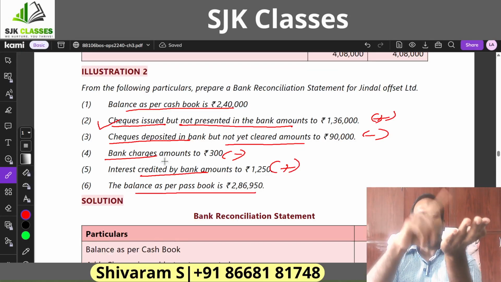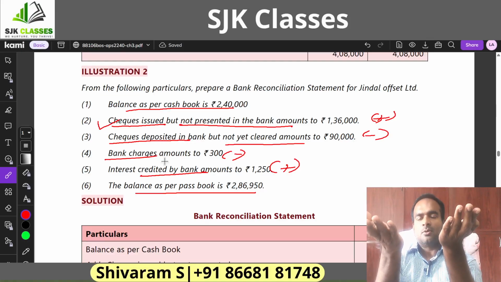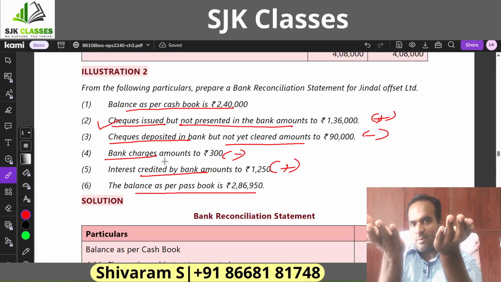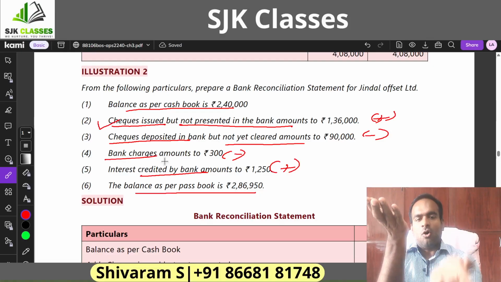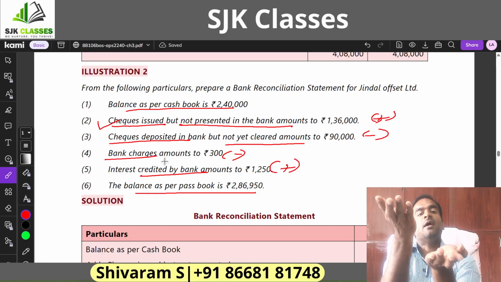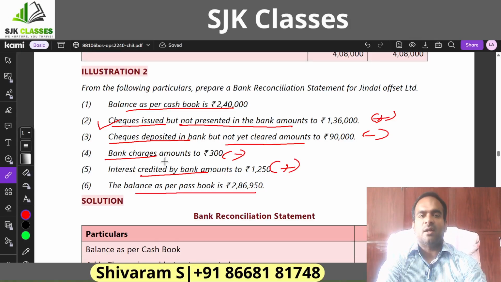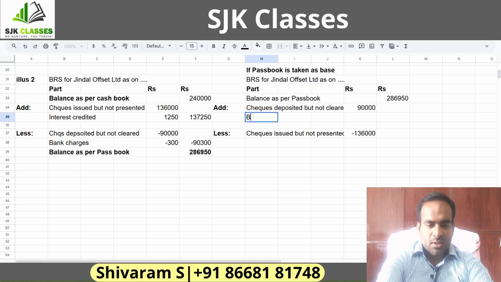Then third point, bank charges amounts to 300. Left hand is passbook, right hand cash book. Bank charges means a payment. In which book is the payment there? Bank charges will be in the passbook only. The passbook would have gone down. Cash book stays the same. For the transaction, the movement is over. Now for BRS, you have to plus minus your left hand only. To match the right, you have to increase your left hand. The case of addition. The bank charges will be shown as an addition now.